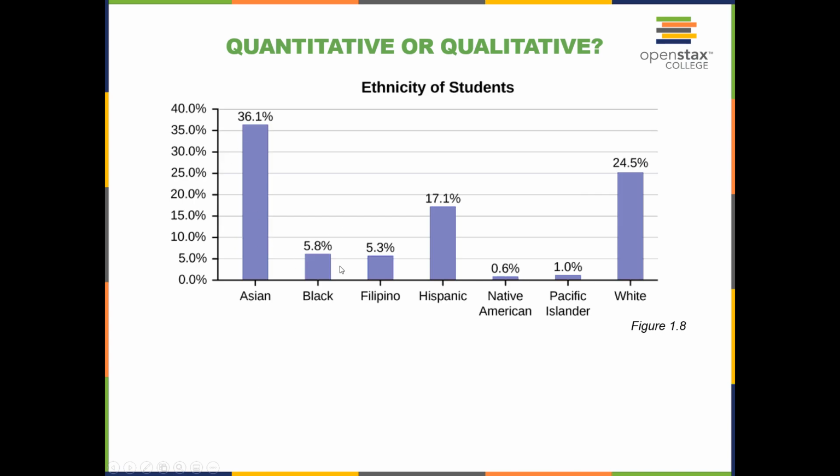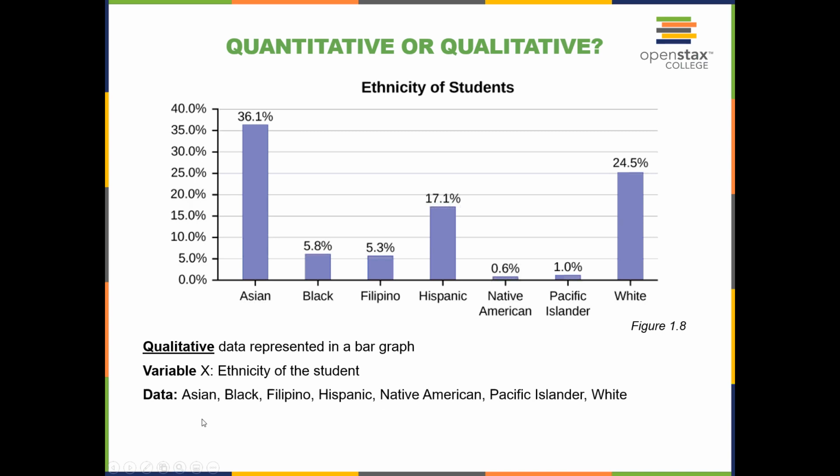Here's another example using a bar chart. Is this quantitative or qualitative? Again, we see on the horizontal axis, we have categories. And so what would be the variable? The variable would be the ethnicity of students, and the data answers you could receive are Asian, Black, Filipino, Hispanic, Native American, Pacific Islander, and white. So the variable X is the ethnicity, and the data are those categories.